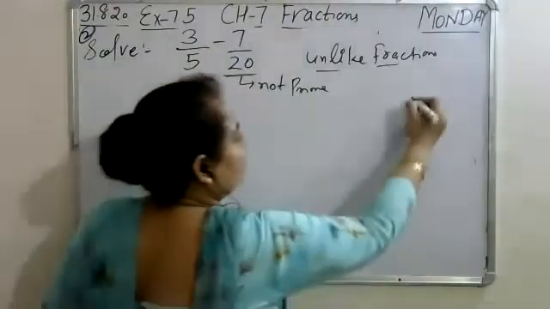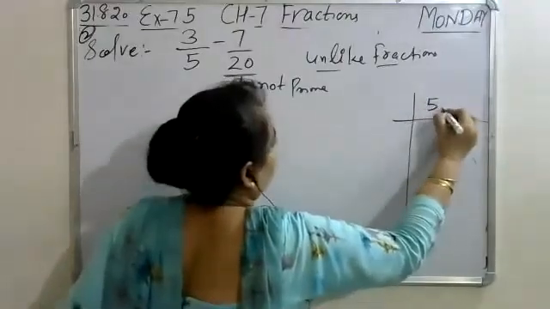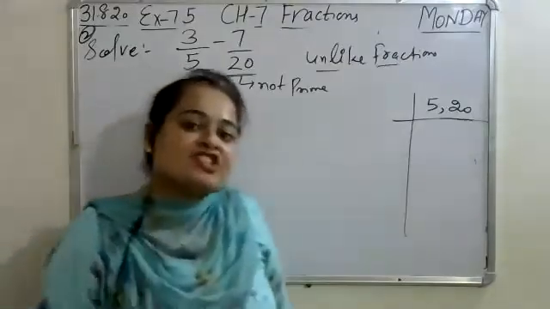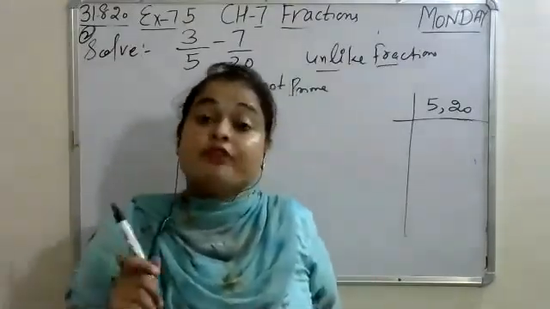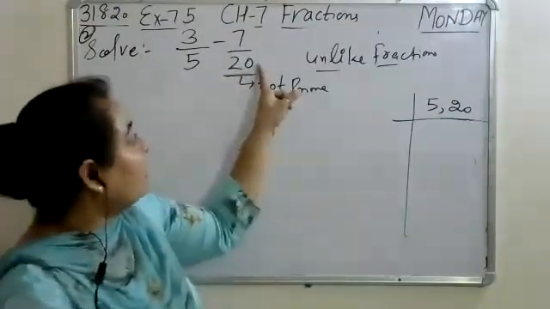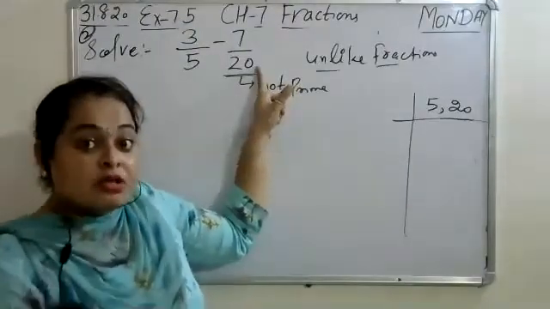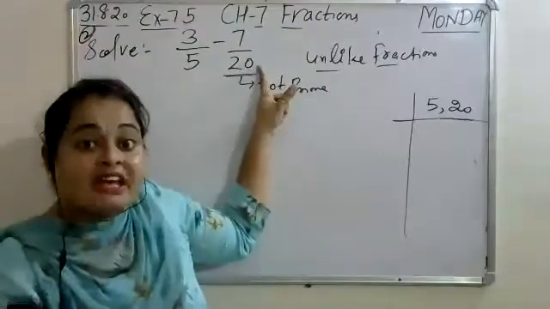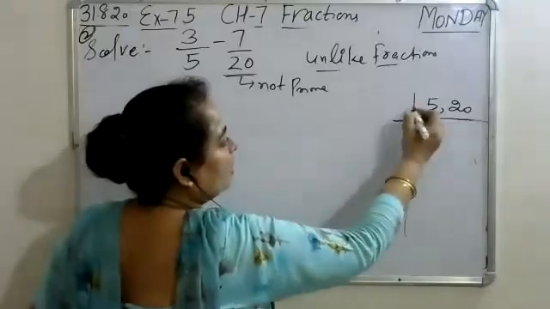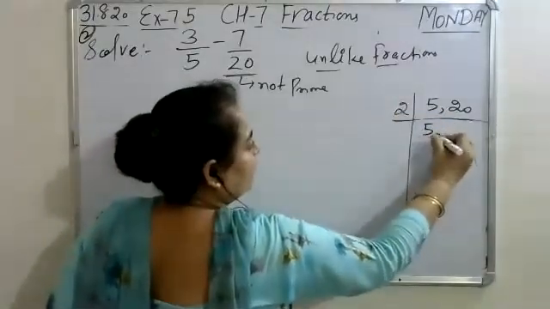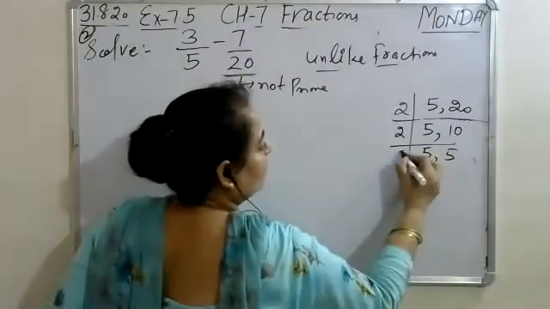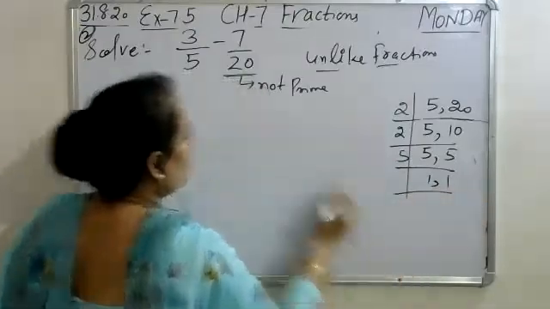So we will find the LCM like this. I am repeating once again. The multiplication method is applicable if both the denominators are prime. But here 20 is not a prime number. So we are not able to apply the shortcut method here. So you will find the LCM like this. First of all, in the table of 2, 5 is 10. Again in the table of 2, 5 is 5. Now 5, 1, 1.